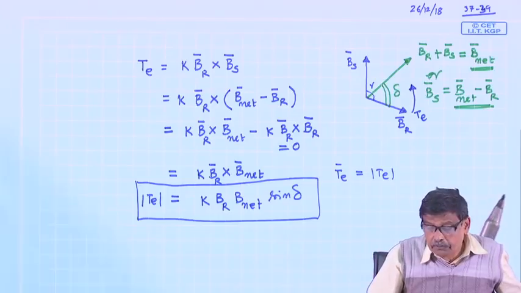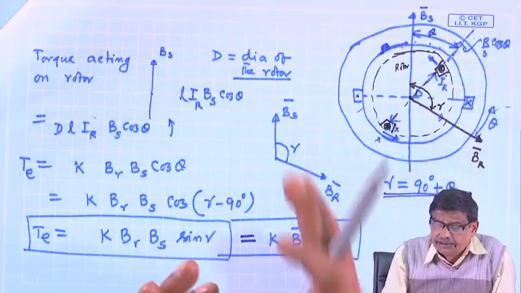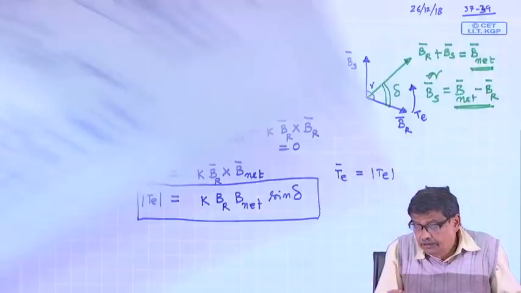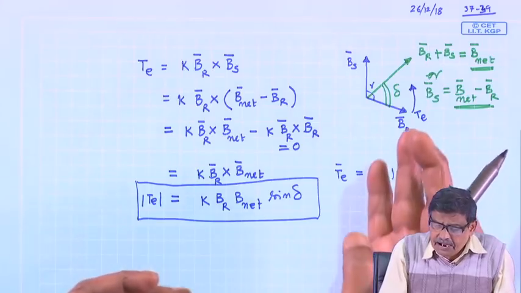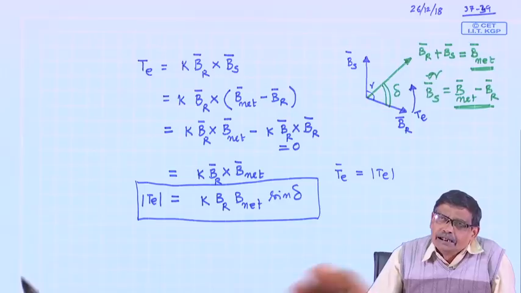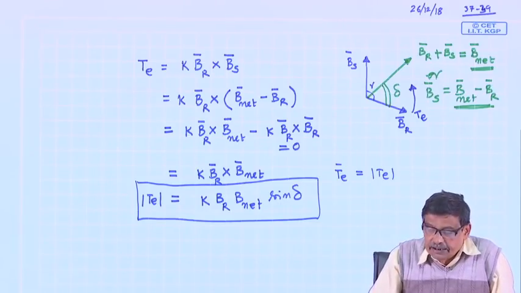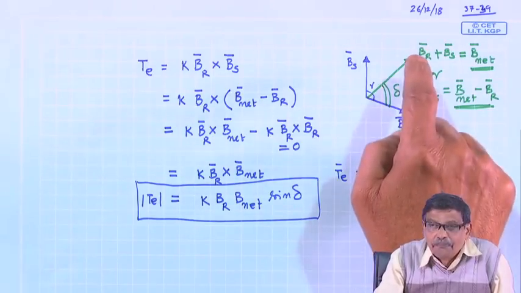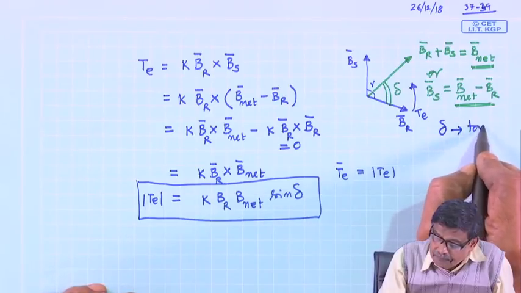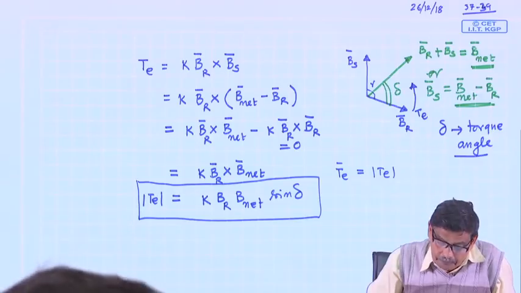So, this is a result which may look like a very unique problem we are dealing with. That is, there is a DC current, there is B_R, there is B_S, B_net, but it can be generalized. Why not? This now tells me that no matter whether B_R is created by a DC current or not, B_S is created by a DC current or not, whether they are moving or not, at a given instant of time, if you can position correctly B_R, B_S and B_net, you can be rest assured at that instant torque will be strength of B_R, strength of B_net into sine of this angle between these two. That is why delta is called torque angle. Torque angle, which is the angle between not B_R and B_S, that is gamma, but B_R and B_net.